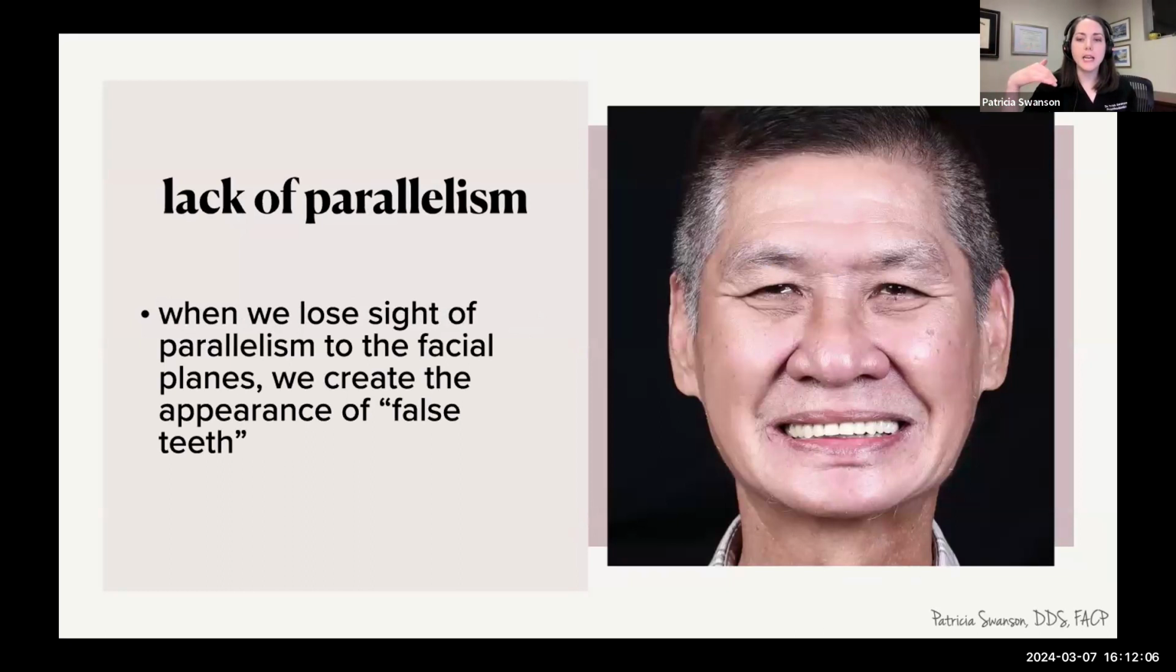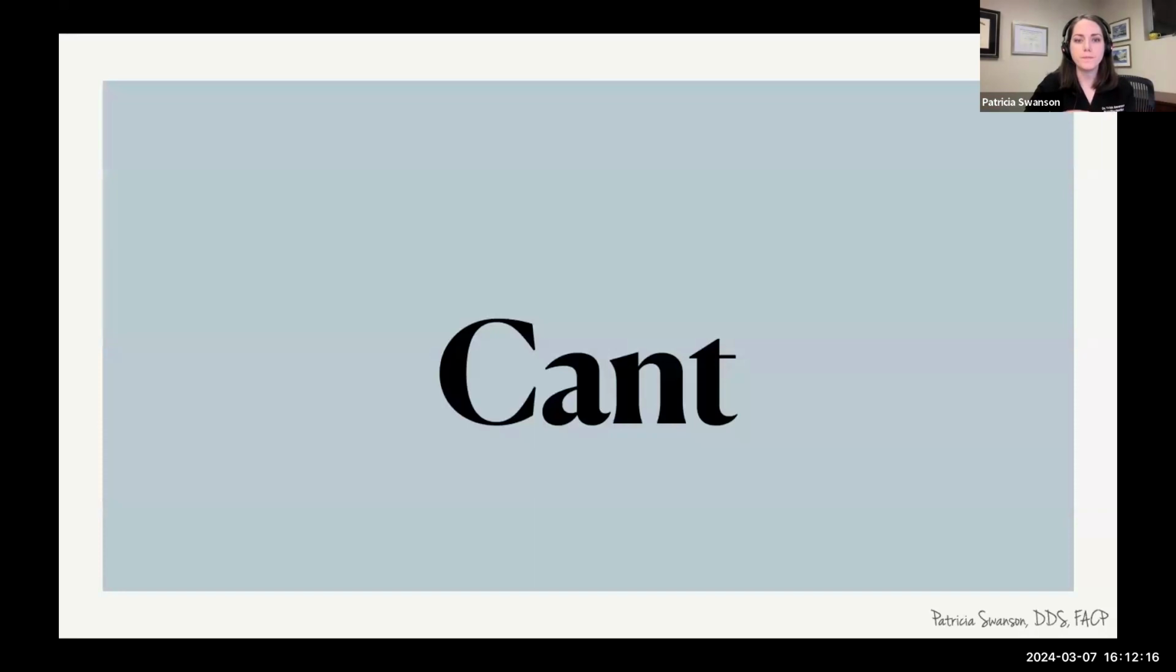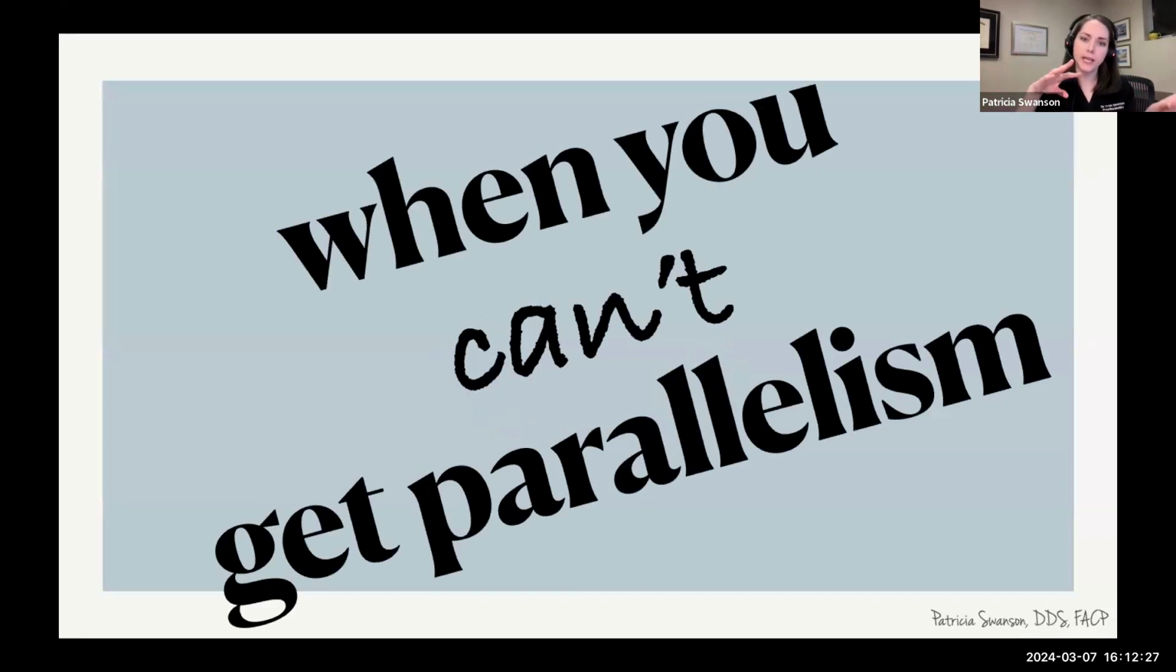Because when we lose sight of parallelism, that is when we give away the fake teeth. That's when we really get that false tooth appearance that makes people know that person has a denture. So when we're talking about parallelism, we have to talk about cant. Cant is the absence of parallelism. And the little way that I remember it is, when you can't get parallelism, you have a cant.